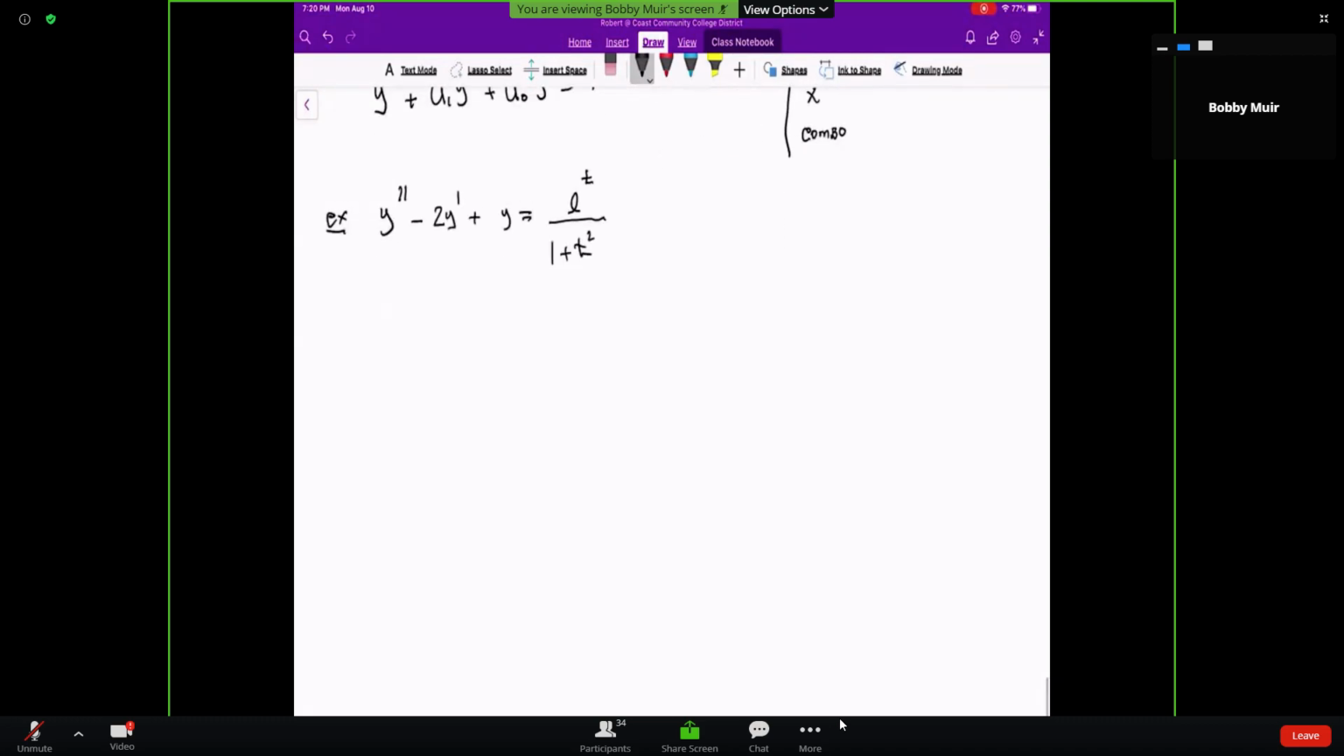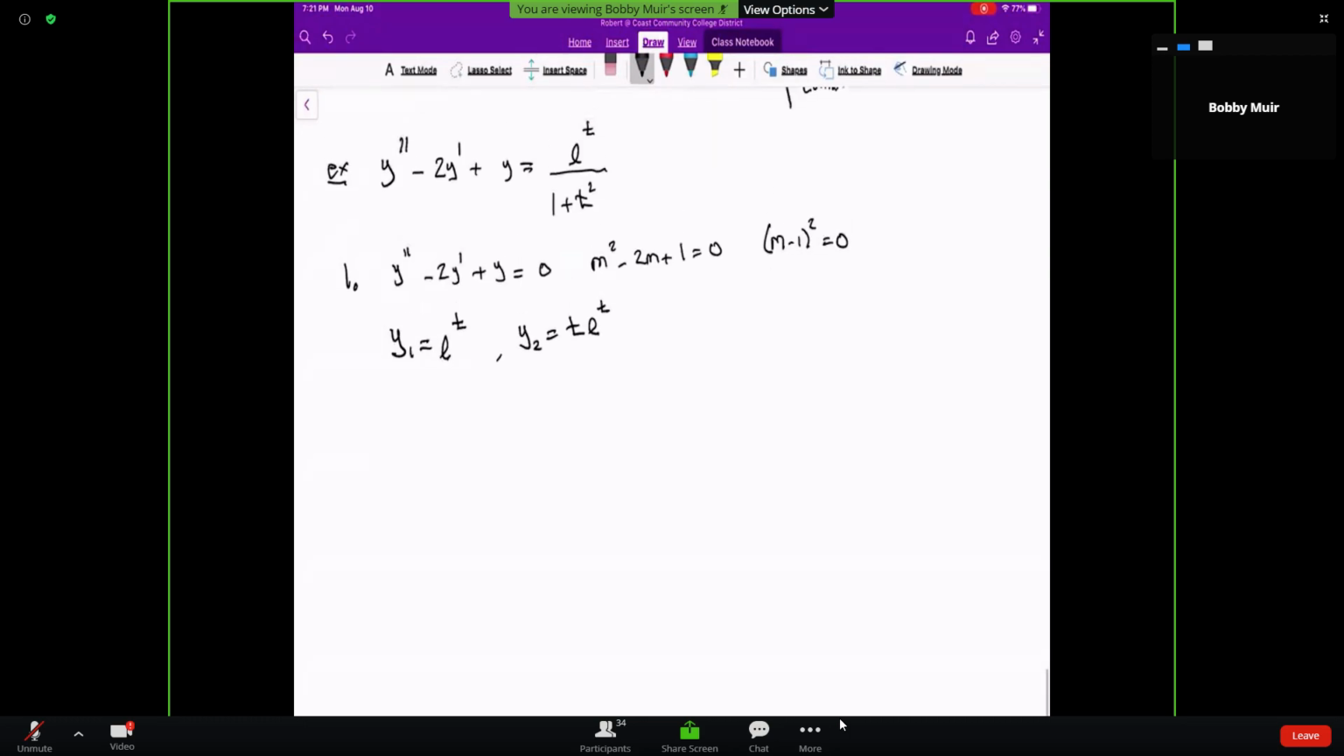Okay, so step one, we solve y double prime minus 2y prime plus y equals zero. Our auxiliary is m squared minus 2m plus 1 equals 0, which is m minus 1 squared equals 0. Okay, so we have two answers. y1 is e to the t. And then remember that next thing, you just put a t in front of the guy.